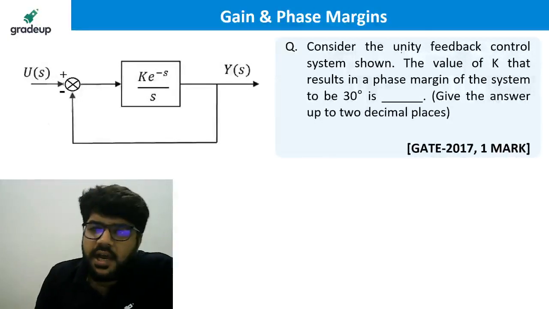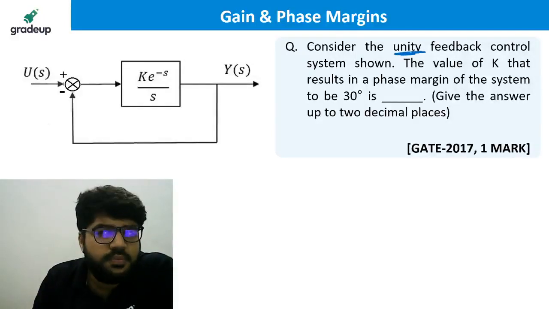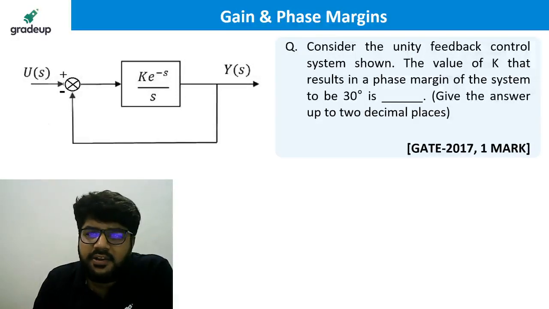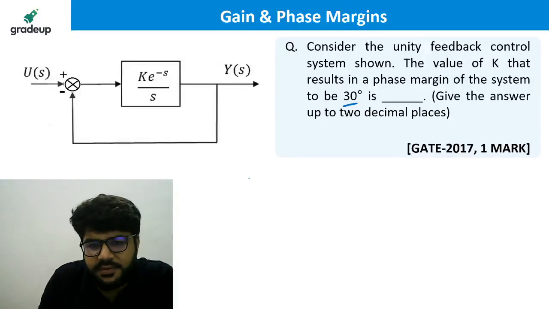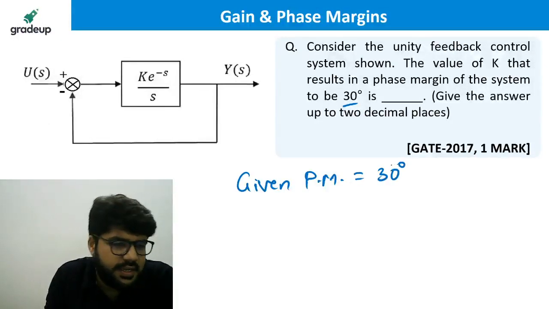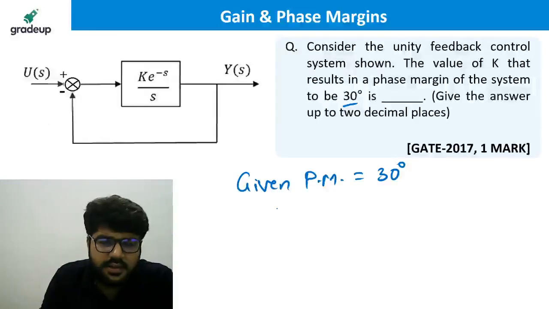Correct. Very good. Unity feedback system shown below. The value of K that results in a phase margin of 30 degree. Now, given the phase margin is 30 degree. Okay, no Zishan, 60 not correct.